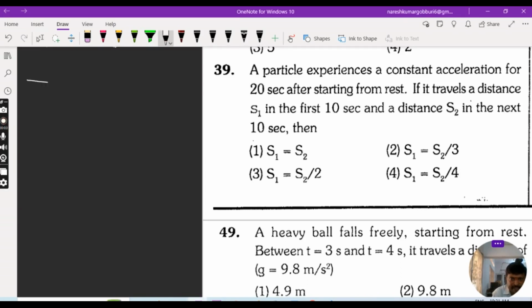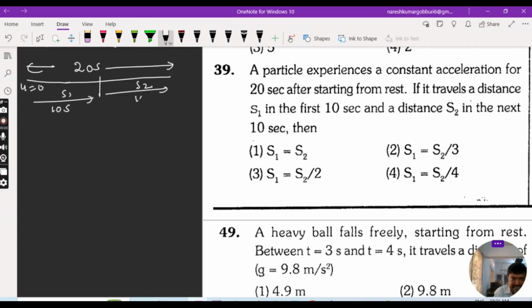A particle experiences a constant acceleration for 20 seconds, starting from rest. That means u is equal to 0. It travels s1 distance in the first 10 seconds, and s2 distance in the next 10 seconds. Then what is the relationship between s1 and s2? So use s is equal to ut plus half at square.